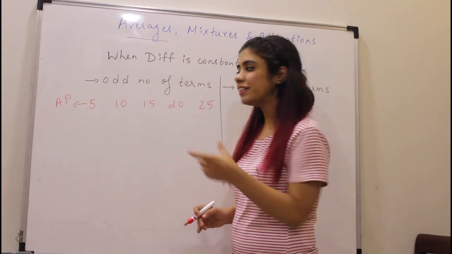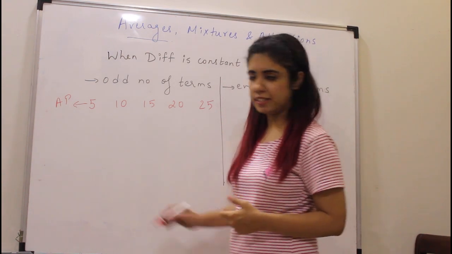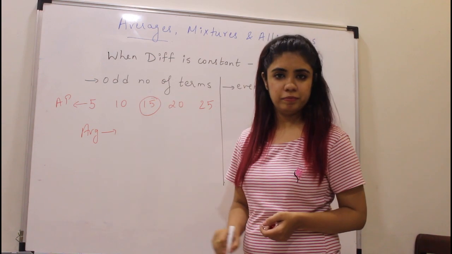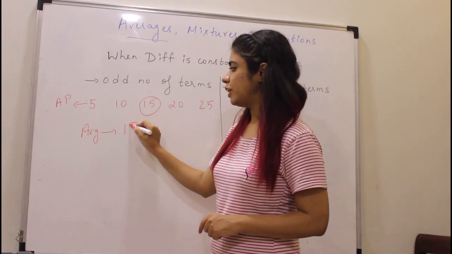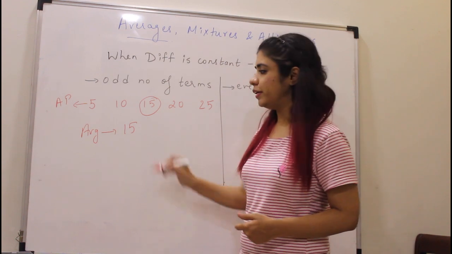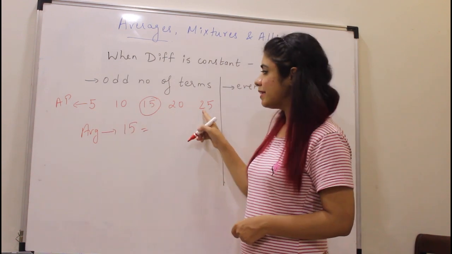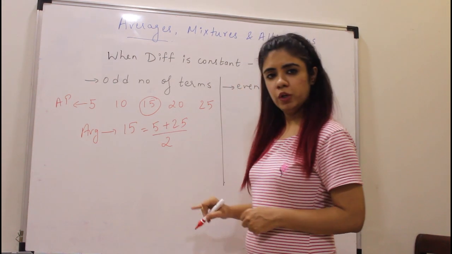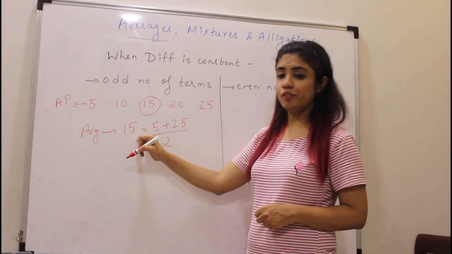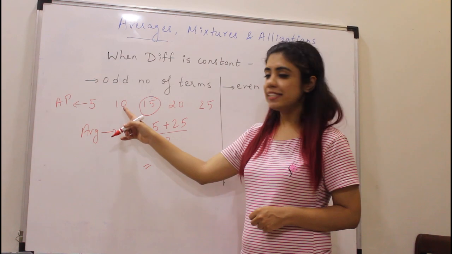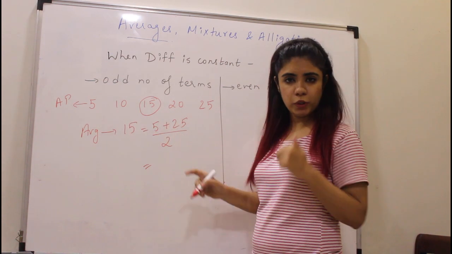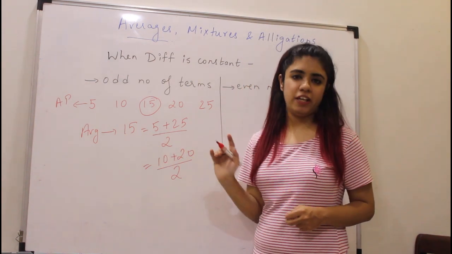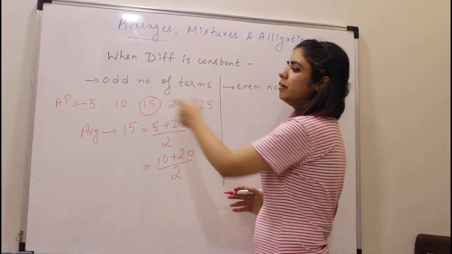Now I ask you, what is the average here? In this case, you can directly mark your average as the middle term. Your average will always be the middle term, so that is 15. Or you can also calculate your average as first term plus last term upon 2. That will be 5 plus 25 upon 2, which is 30 upon 2, which is 15. You can also calculate it as second term plus second last term upon 2. That is 10 plus 20 upon 2, which is again 15. So just remember, your average is the middle term.